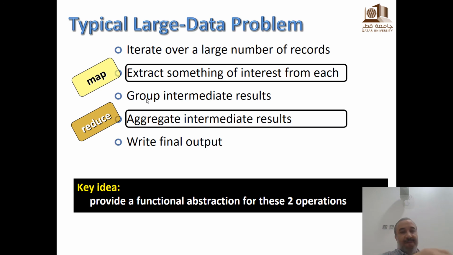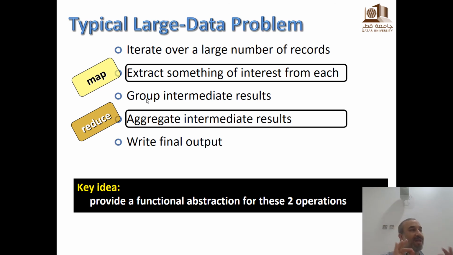Now, how about that step that is in the middle, the group intermediate results? That will be done automatically for you. You don't need to provide any code for that. But you didn't ask me also about the first one. Yes. It will be done also by the framework for you. You should not care about going through all the records. Your function will be called for all the records automatically for you.